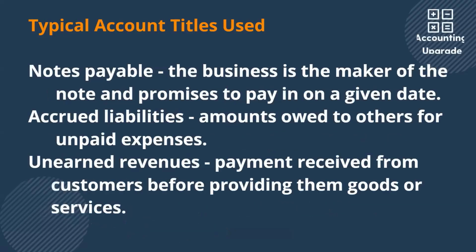And then liabilities, which may include accounts payable, which are amounts due to suppliers. And notes payable, where the business, as the maker of the note, promises to pay on a given date. And then we also have accrued liabilities, which are amounts owed to others for unpaid expenses. And unearned revenue, from payment received from customers before providing the goods and services.